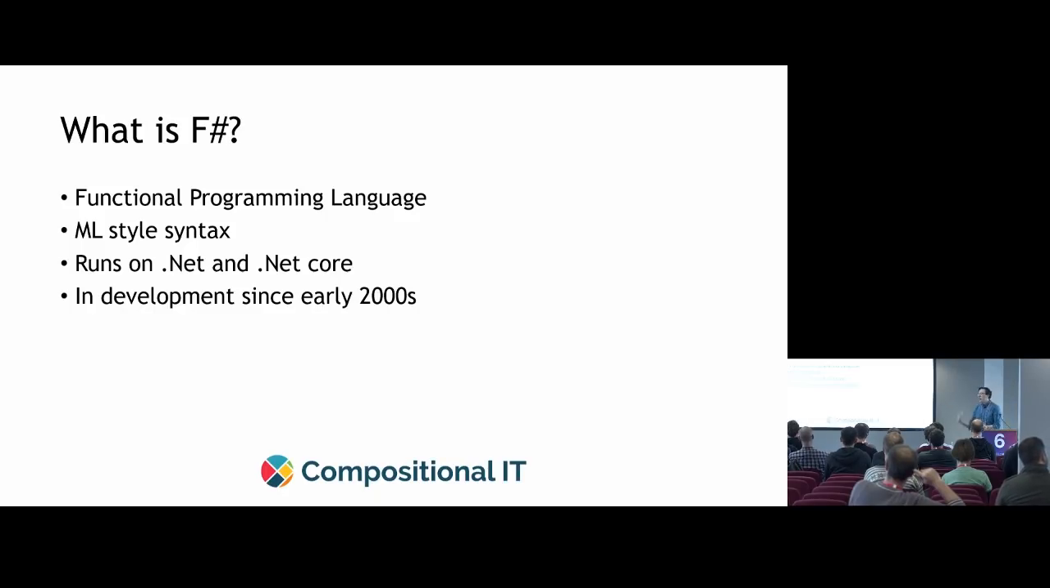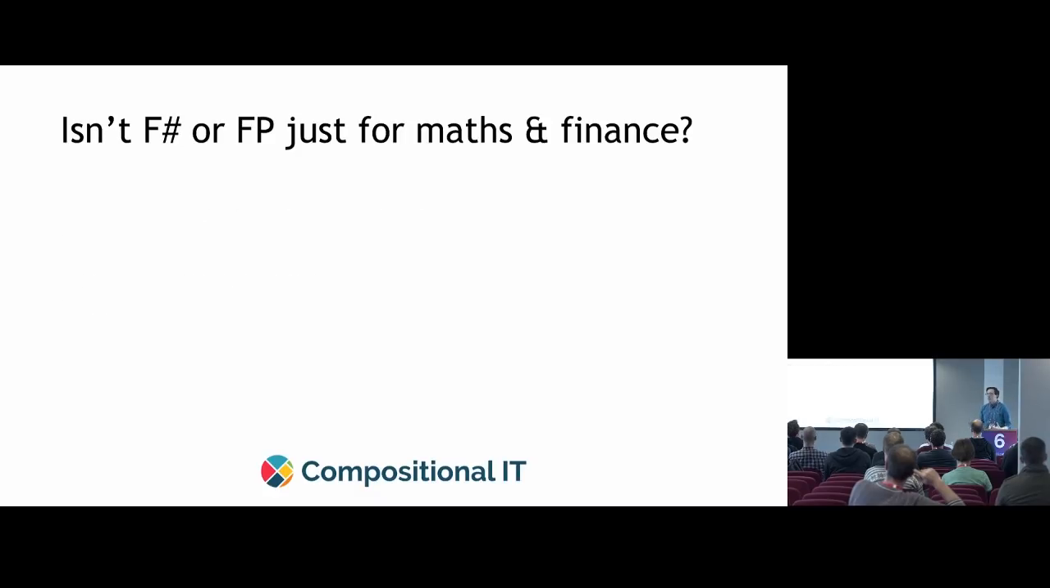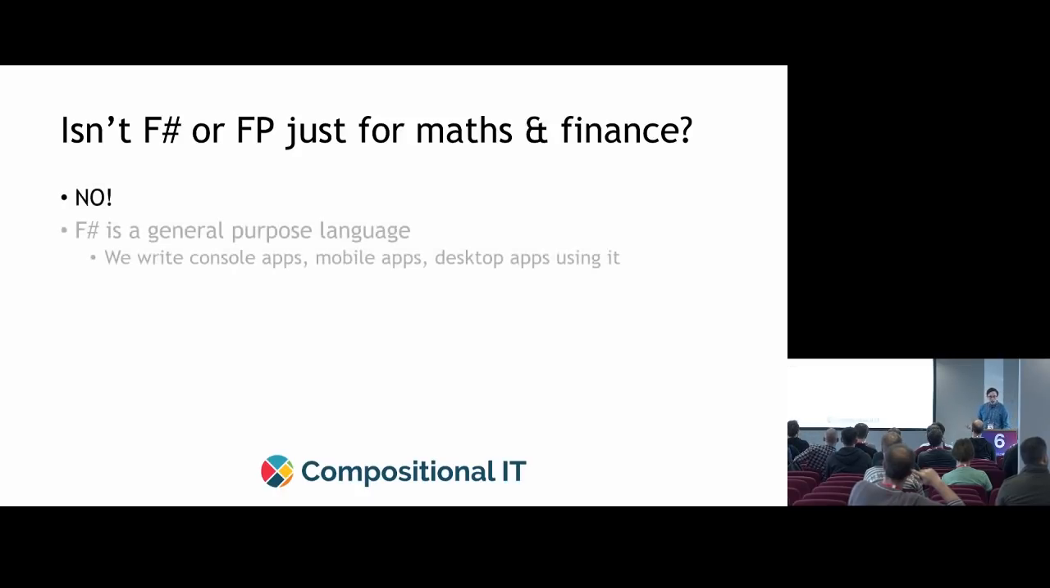When you say functional programming, though, one of the things that people hear with that is maths and finance. And you always get the question of, why would I want to use a functional programming language? All I'm doing is writing web applications, mobile applications, desktop, console, whatever. And they'll always say, isn't F# or FP just for things like maths or finance, etc.? And the answer to that is no. F# is, like C#, a general purpose language. It looks different, you write things in a different way, but ultimately everything runs on the same targets.